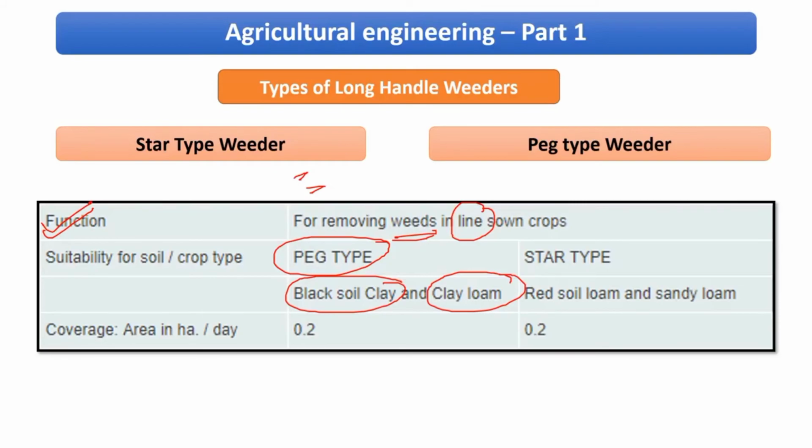If you see sandy types of soils, the water gets drained away very quickly, but in these types of soils it is retained within it. So you need something which is very sharp. That's why you can make a linkage that peg type weeders would be suitable for red soil loam and sandy loam. You can see it has good drainage capacity compared with the black soil. So here you can use star type weeders. You have the coverage, that is area in hectare per day. It is 0.2 hectare per day for peg type, and the same 0.2 for star type, right?